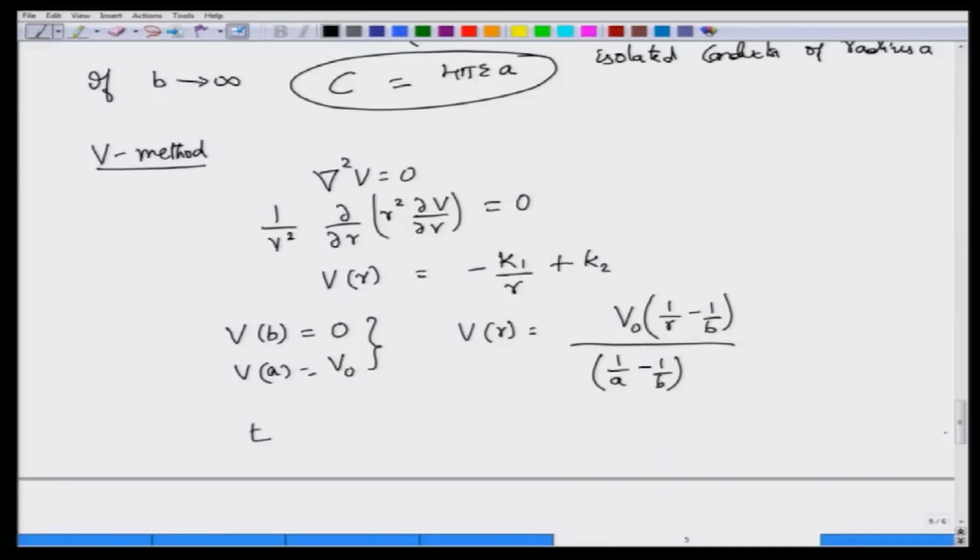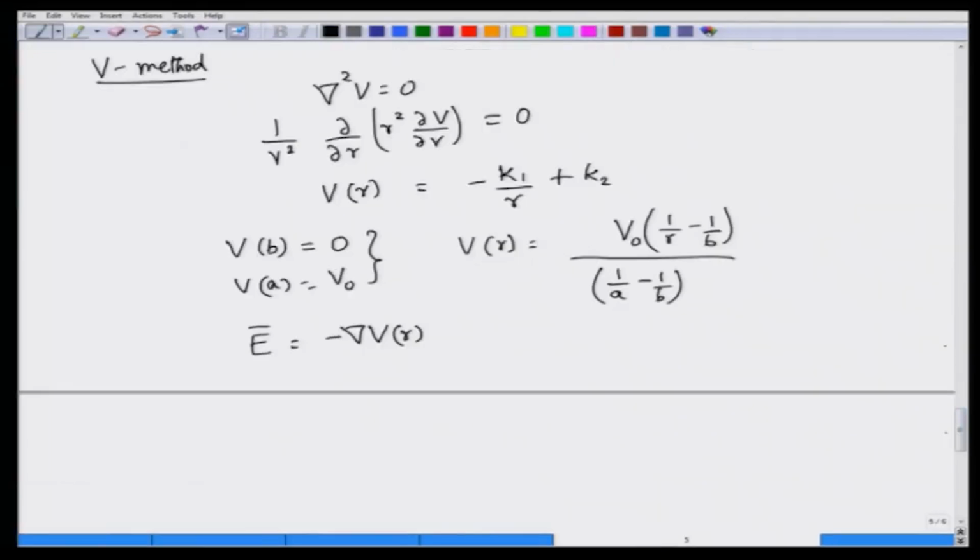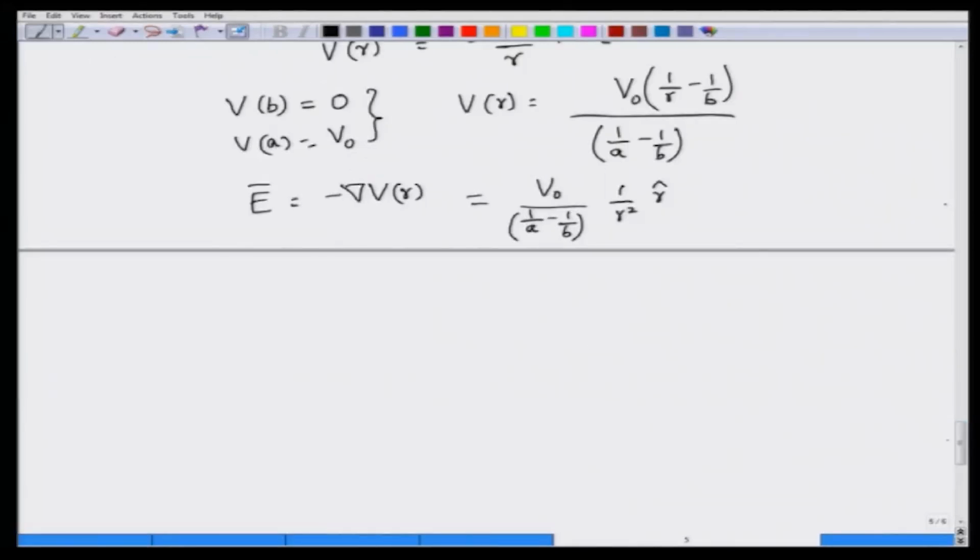Now, the next step would be to actually find the electric field, and we know that the electric field is given by minus the gradient of the potential. Going to the gradient expression in spherical coordinates, this would be 1 by r times del by del r. If you differentiate the potential V of r with respect to r, you will see that E is given by V0 by 1 by a minus 1 by b times 1 by r square r hat. So, the electric field is radial and it goes as 1 by r square.